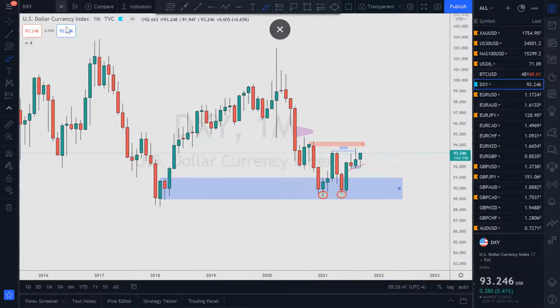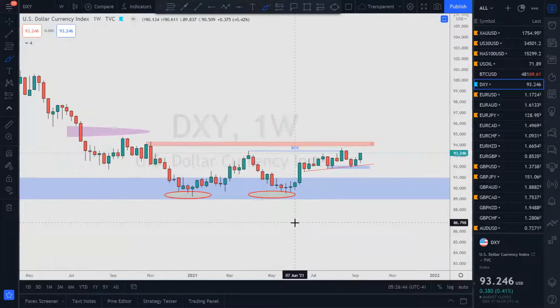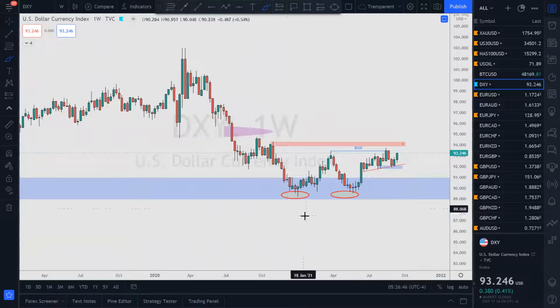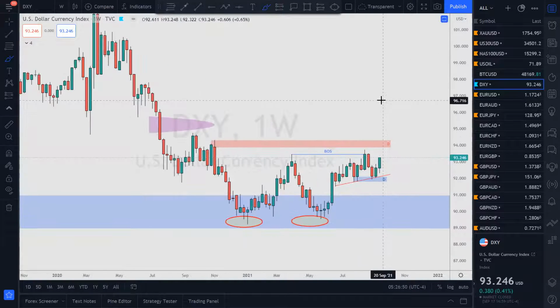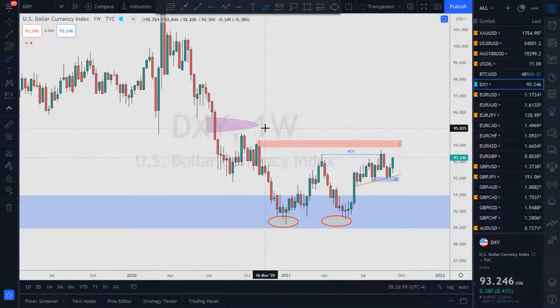Now let's take a closer look at that on the weekly. On the weekly, what can we see? We see that price, I marked it as a break of structure. Again, this is a short-term high. It's a minor structure, but it's still structure.